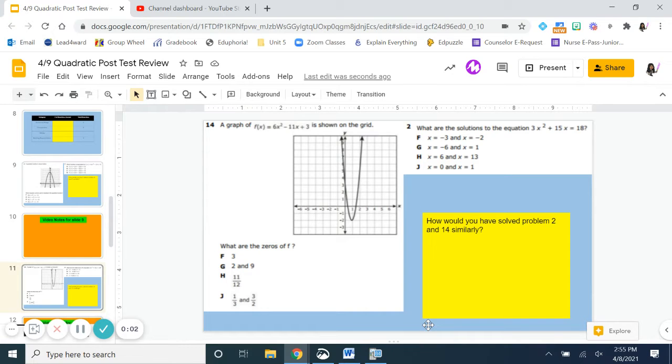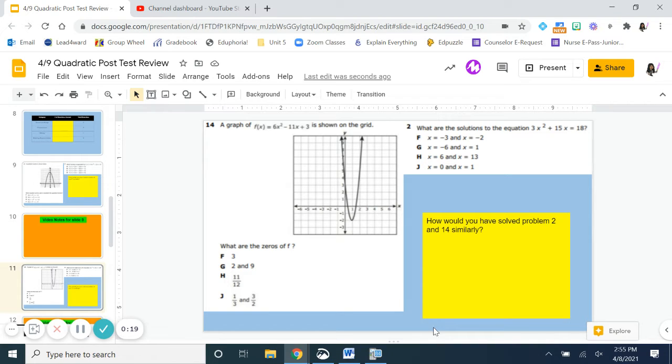Hey guys, let's look at our second set of problems here from our test. So I'm looking at problem 14 and also at problem 2. If I look at problem 14 first, it says a graph of, and it gives you the function, is shown on the grid. What are the zeros of f?